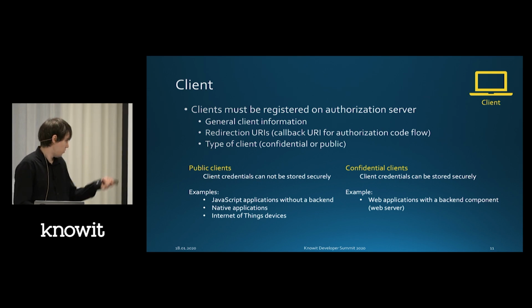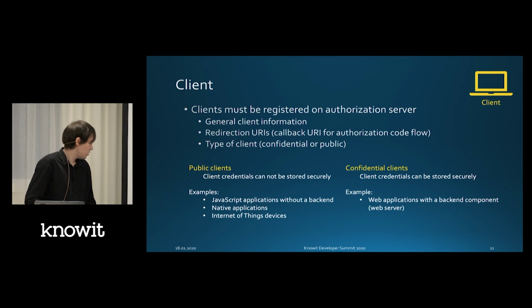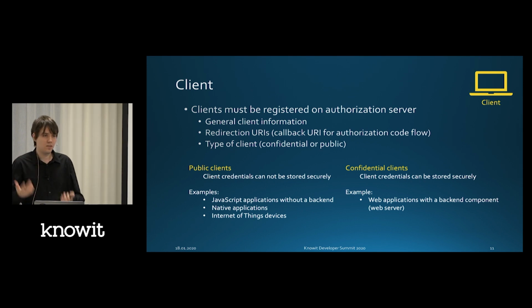Confidential clients are really what you should aim for if security is your most important thing, and it should be. It's basically everything that has some kind of backend. Even if you make a native application, you usually have a backend, so you can probably support that. And that's a bit of a point in this presentation too: there are flows that are only for public clients, but if you can use the flows that are for confidential clients, you should always use those.